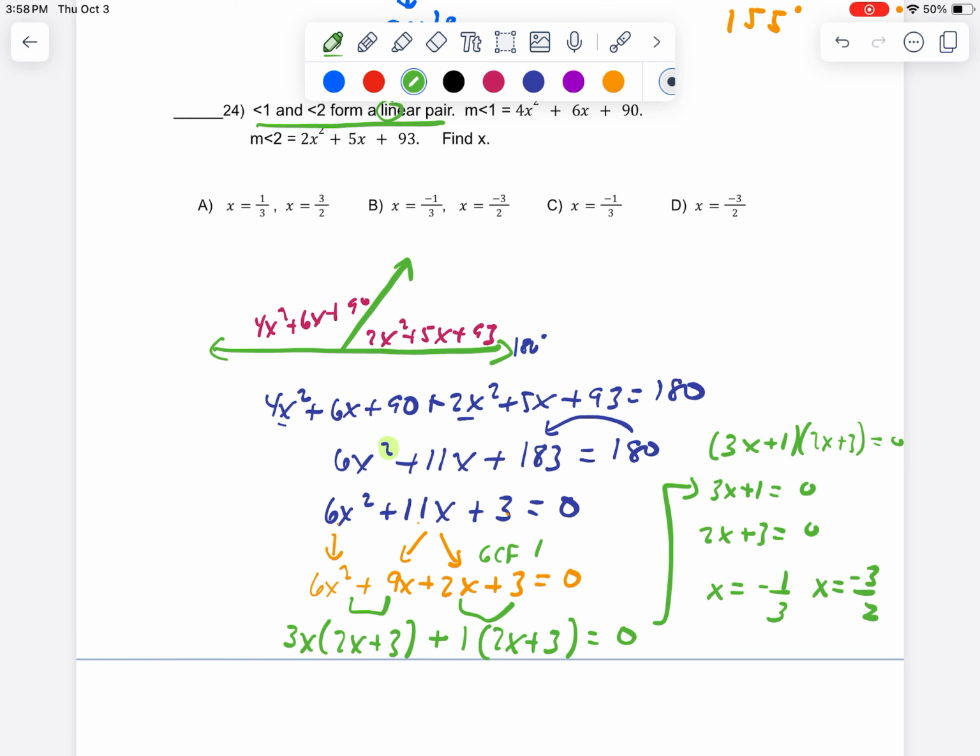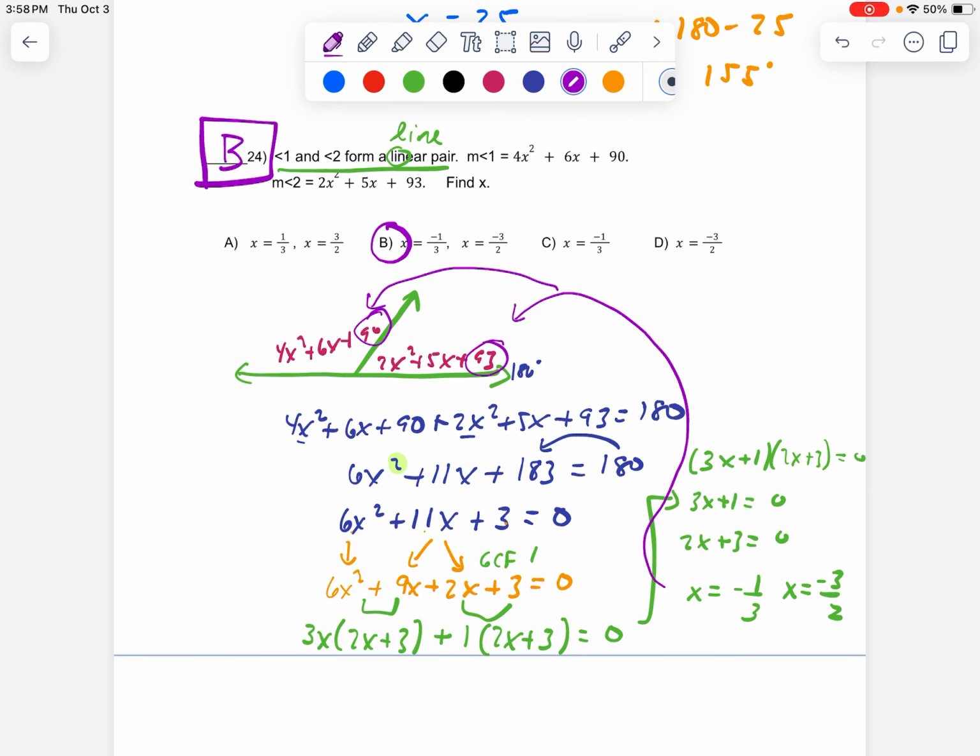But just to make sure, if I take these answers and I plug them back in to my angles, if you look at the angles, we have something that is quantity squared. If you plug in such little fractions that are negative, considering I'm adding such big numbers, both of these will create positive angles, so both of these angles will work. So my answer for 24 is B.